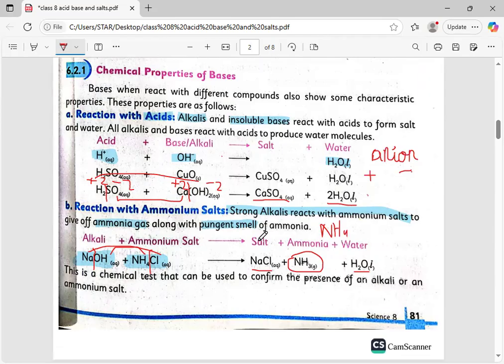So this is basically also a chemical test that can be used to confirm the presence of an alkali or an ammonium salt. So whenever you are in the laboratory and you want to detect whether a compound contains an alkali or an ammonium salt, you can run this reaction, and if ammonia evolves from this reaction, this is the indication that that type of compound or those reactants must contain an alkali or an ammonium salt.